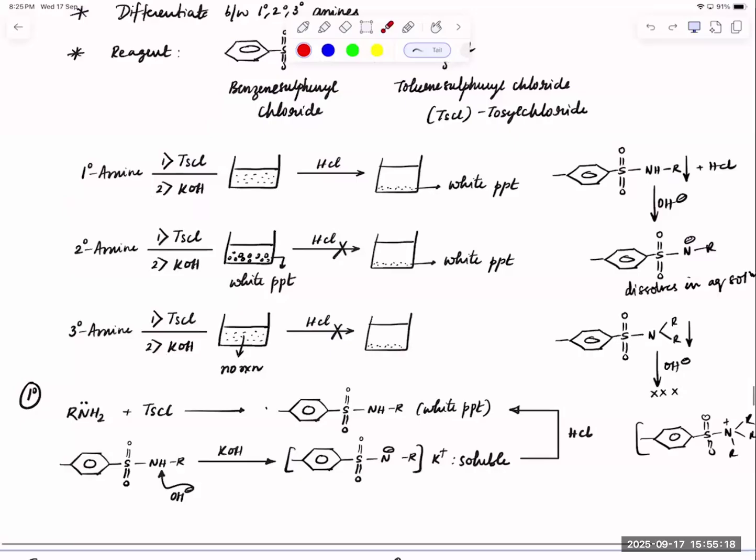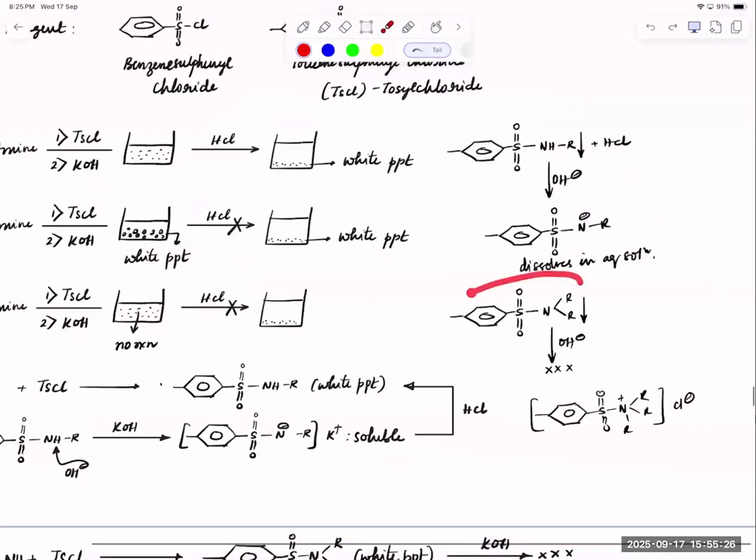Now, if it is 2 degree amine, it reacts with tosyl chloride first, correct? So it converts into a white PPT, just like 1 degree amine. Here also it converts into white PPT. Thereafter, when you add base like OH minus to it, now this OH minus has nothing to extract from here. Earlier there was a hydrogen, but now there is nothing to extract from this amide. Hence, no reaction will take place. That means the precipitate will remain as a precipitate. So whether you add KOH or furthermore whether you add HCl, the precipitate does not change its identity.